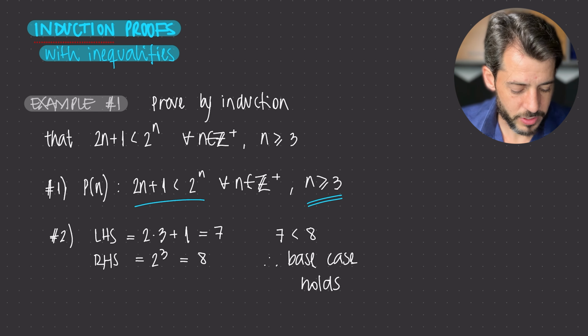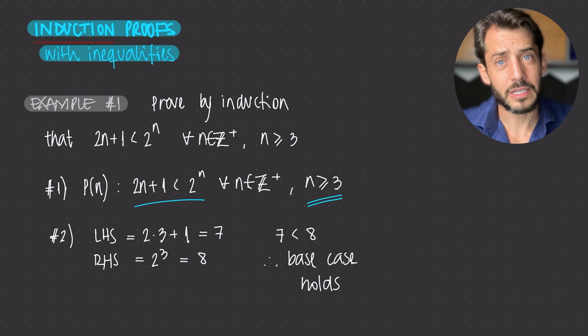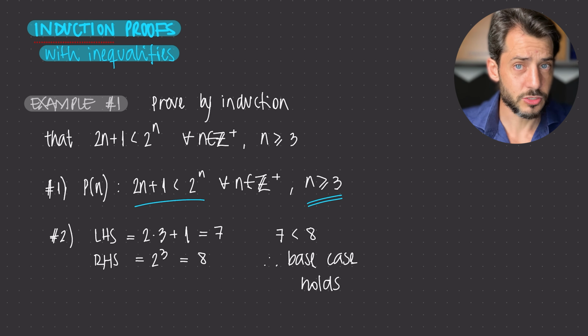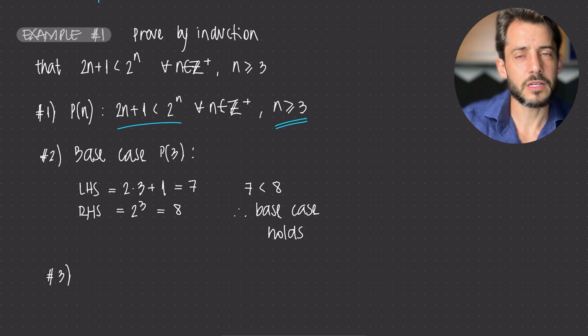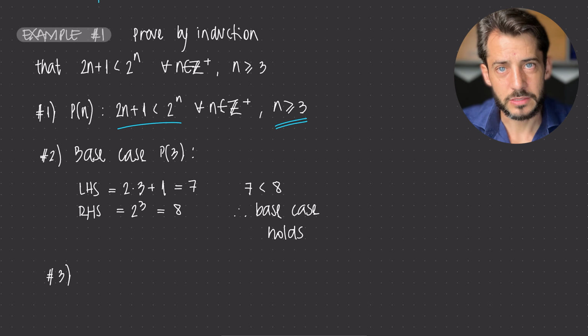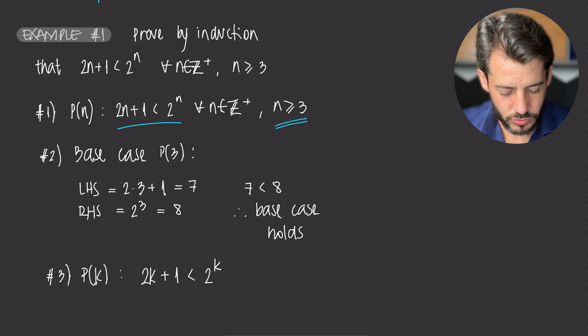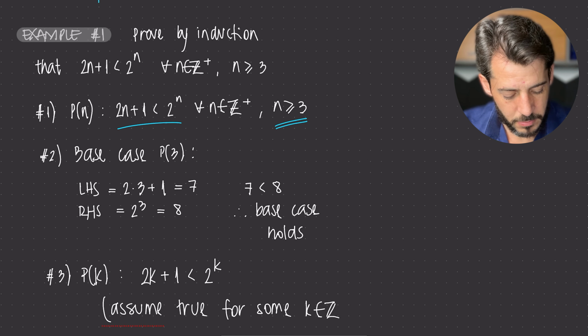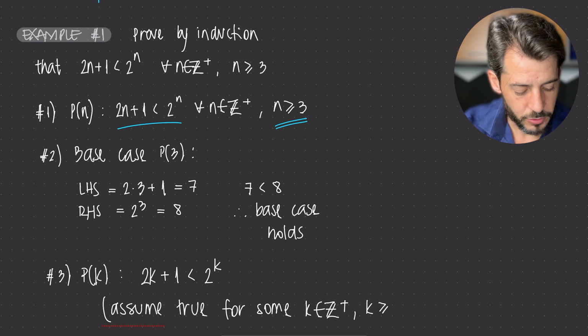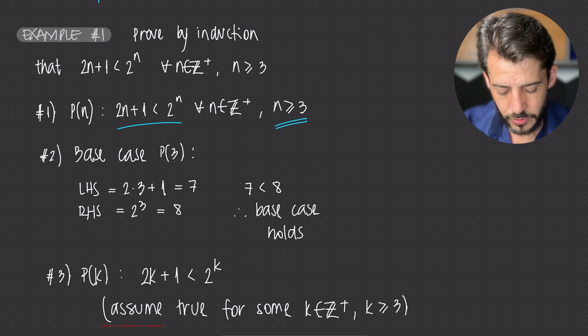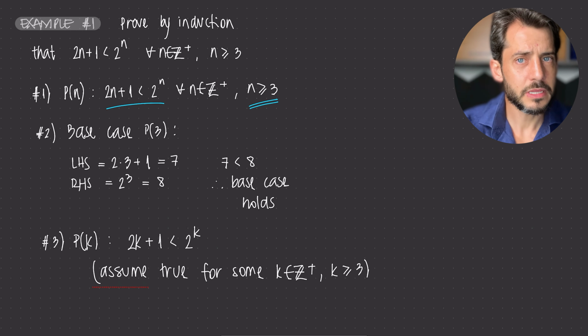All right, so for the first substitution, the left-hand side is actually less than the right-hand side. That's a good start. Now that the base case is done, we move to the inductive hypothesis, also known as P of k. We're going to assume that 2k plus 1 is less than 2 to the k for some positive integer k greater than or equal to 3. So again, we're assuming that this is true.